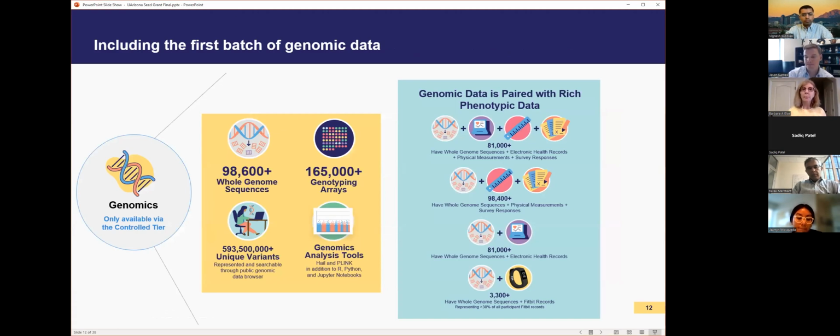So recently, the first batch of genomic data was uploaded and is available in the workbench now, representing over 98,000 whole genome sequences and 165,000 plus genotyping arrays. The section on the right of this slide shows you estimated numbers of participants in the workbench that have genomic data, plus electronic health record, plus physical measurements, plus participant-reported survey responses. And the items below, in that tiered triangle on the right, show you what those combinations are with different data elements. And next one.